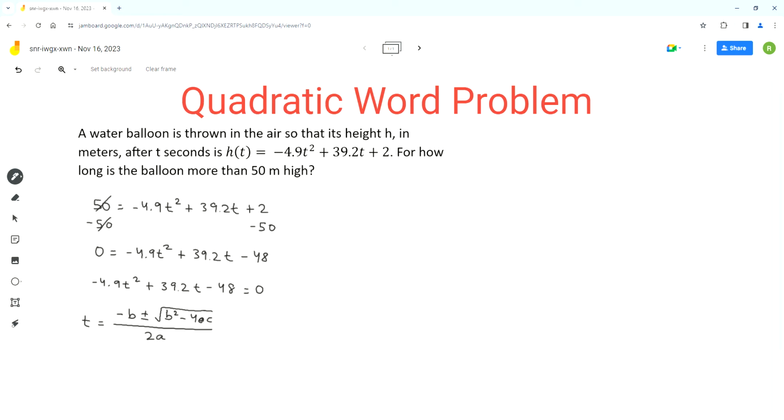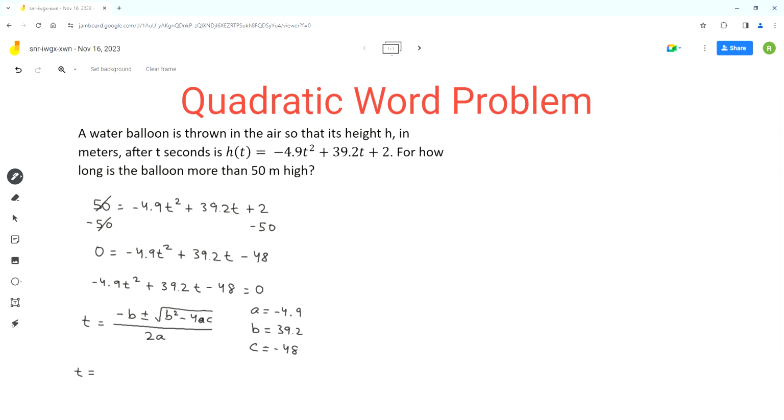Now we have to sub in the values of a, b and c in this quadratic formula. So in this quadratic equation, a is equal to negative 4.9, the coefficient of the t squared term. b is equal to 39.2, the coefficient of the t term. And c here is the number term, negative 48. So now we can sub in these values.